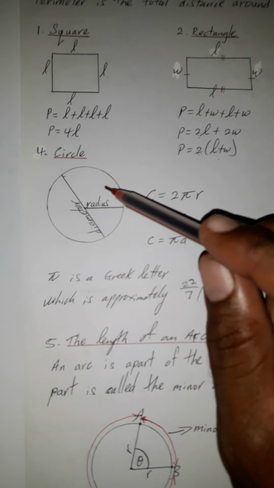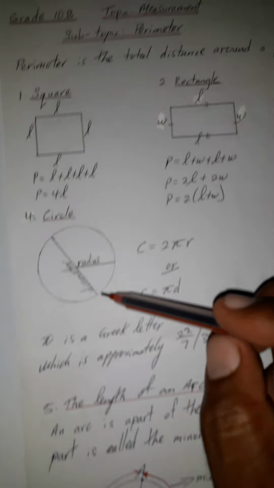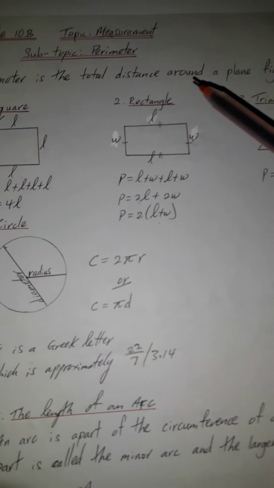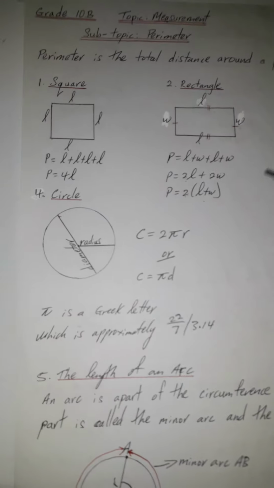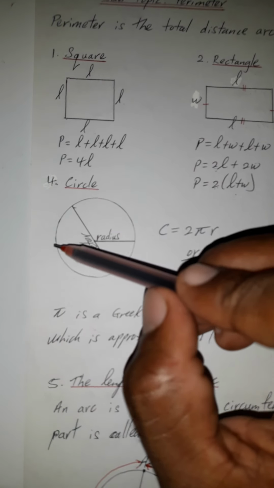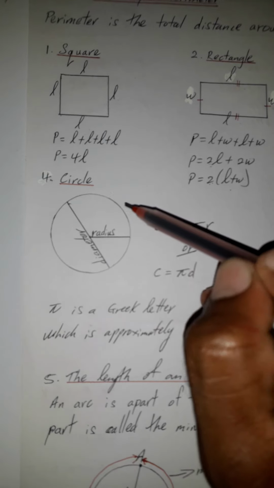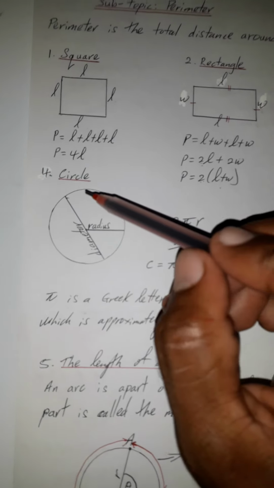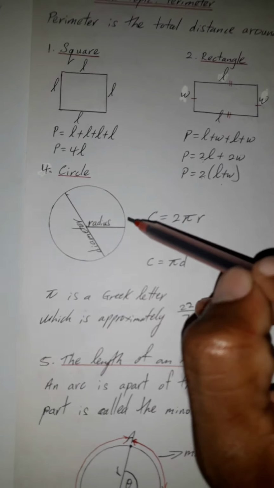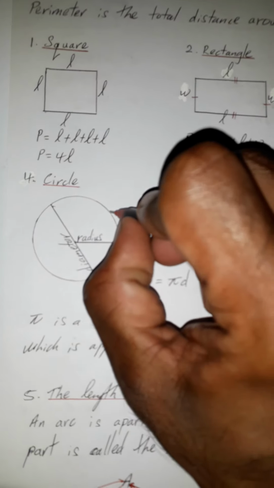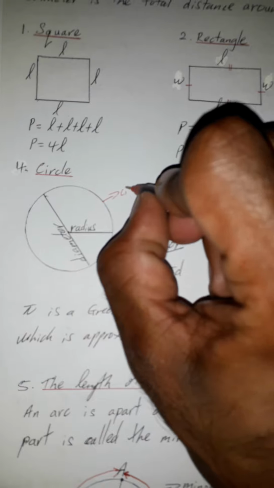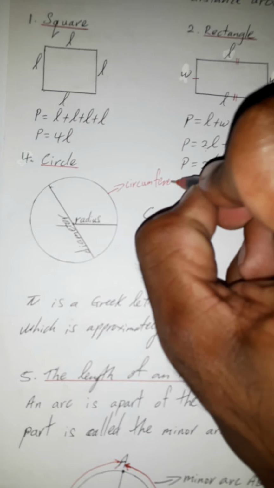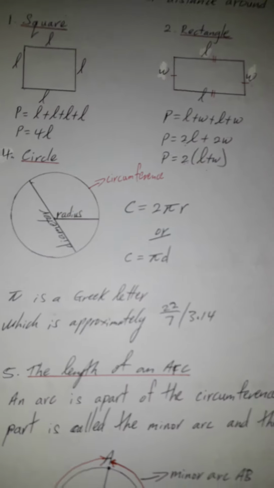But let us look back at our definition. Perimeter is the total distance around a plane figure or shape. So the distance around a circle is a perimeter, but for a circle we give it a special name. We call the distance around a circle the circumference. So let me just add that here, circumference. Good.